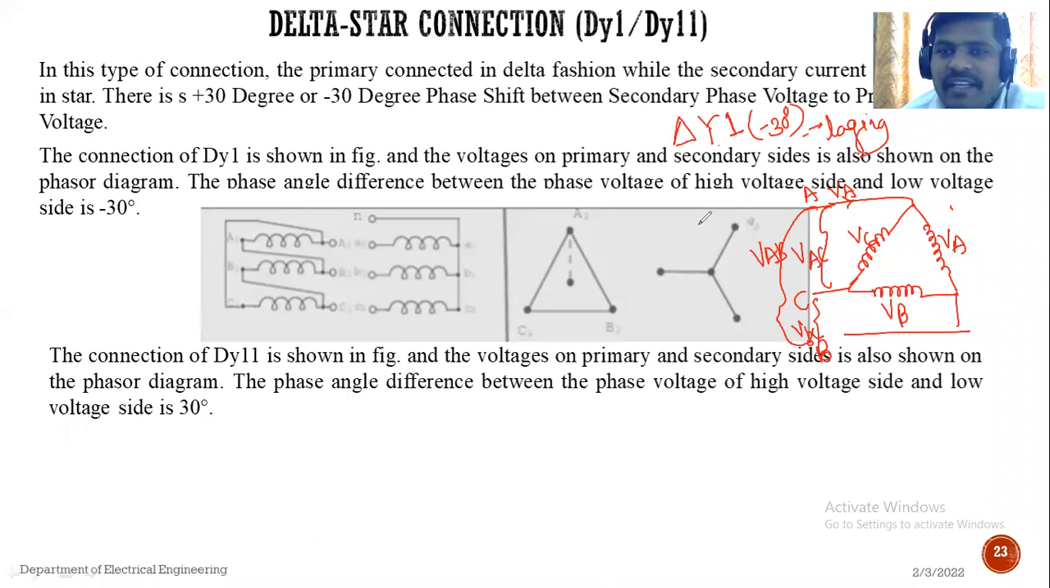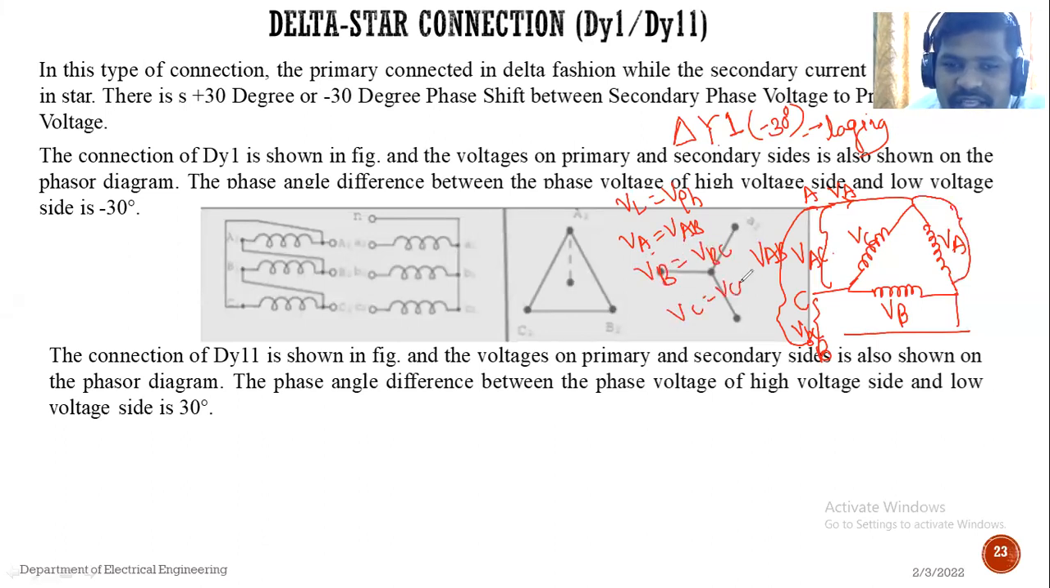In case of a delta connection, line voltage is equal to phase voltage. VL is equal to VPH. So we can write VA is equal to VAB. VA is nothing but the voltage between these two terminals, and again the voltage between these two terminals is nothing but VAB. So VA is equal to VAB, VB is equal to VBC, and VC is equal to VCA. That means line voltage is equal to phase voltage in case of delta connection.